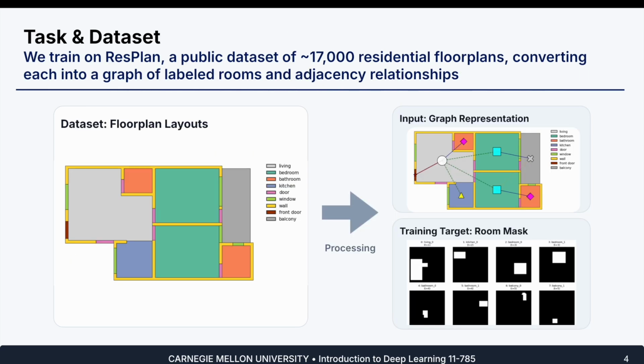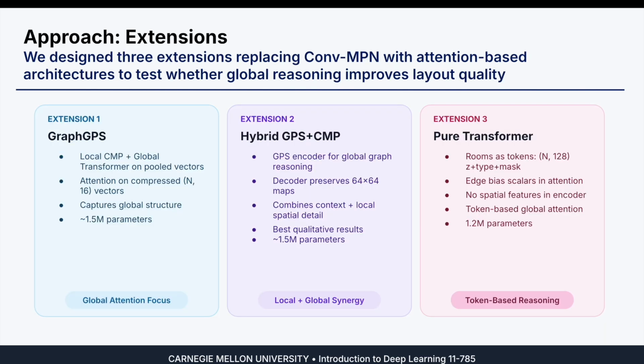Our work is a re-implementation and extension of the HouseGAN++ framework applied to the REST-plan dataset, which contains geometric layouts of floor plans and structural relationships between rooms. Each floor plan is originally represented as a vector layout, and first we construct a graph that captures adjacency and connectivity. This serves as the input to our model, and secondly, we extract individual room masks, which serve as supervision during training. Due to the baseline's limitations, we then explore three extensions.